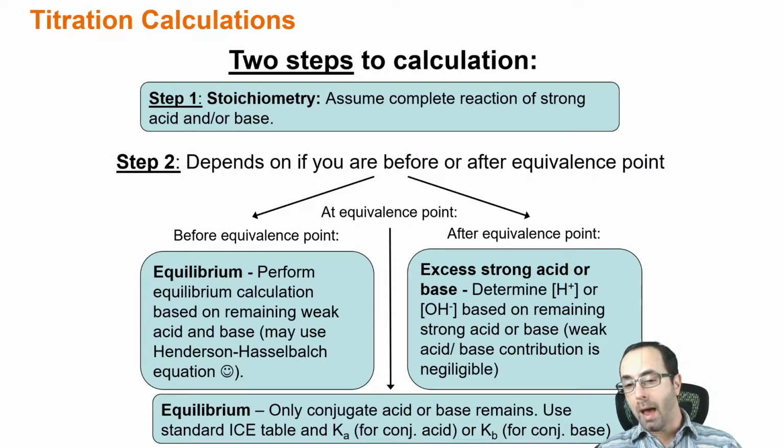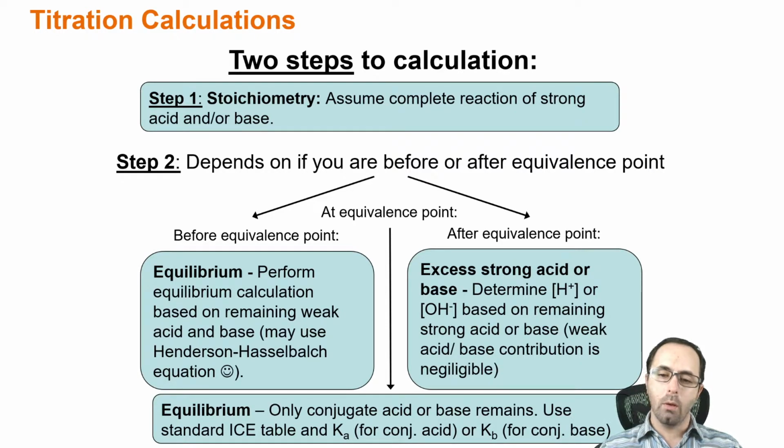Finally, if you're past the equivalence point, then all of the weak acid or weak base that was left in the solution doesn't even matter anymore. Your pH is going to be dominated by the excess strong acid or strong base that you're adding. So all you have to do is determine how much strong acid or strong base remains after it was neutralized by the other thing that you were titrating, and determine the pH based on that.